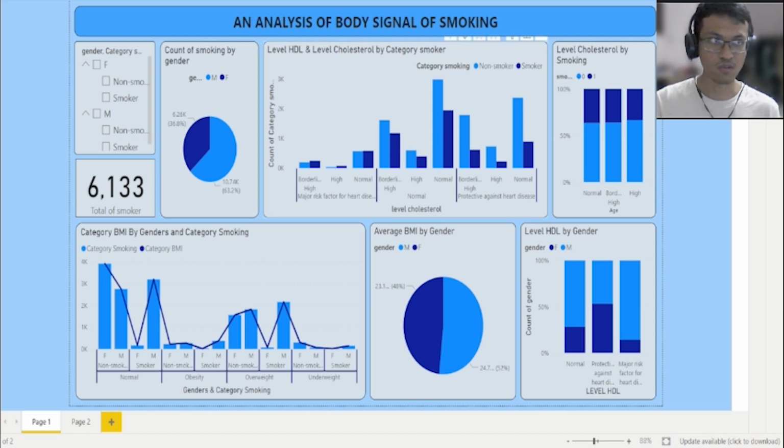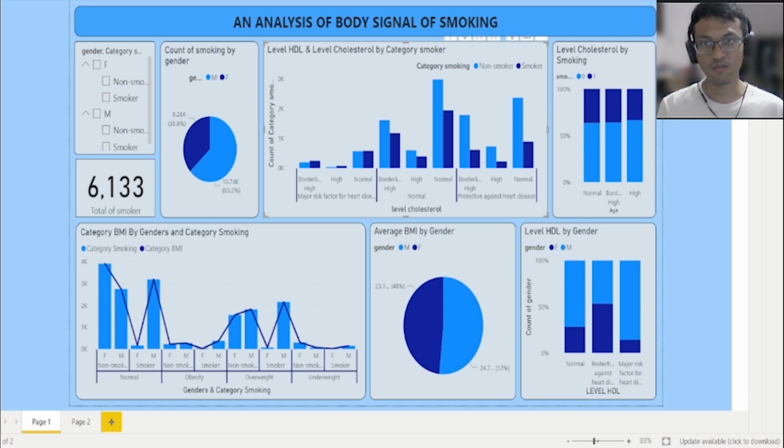As for the graph in the middle, which is this one, it shows the comparison of level of HDL and level of cholesterol with the category of smokers and non-smokers. As you can see from graph 1a, females are most protected against heart disease, at approximately 50%, followed by normal level of HDL. For normal level HDL, male has a higher percentage than female with 71.5%, while for the major risk, male also had 85.6%, greater than female. Thus, the female has the highest percentage in protected against heart disease, while male has a higher percentage in normal and major risk factor.